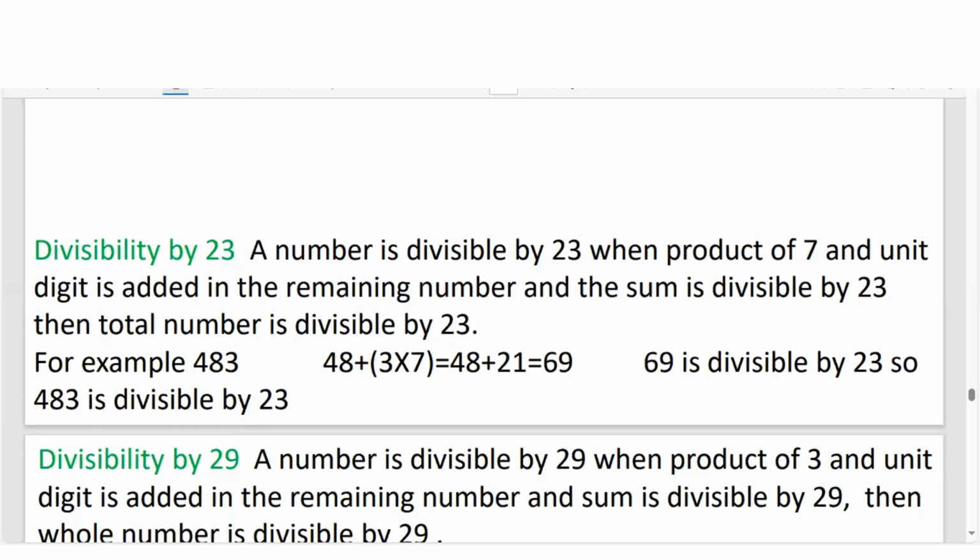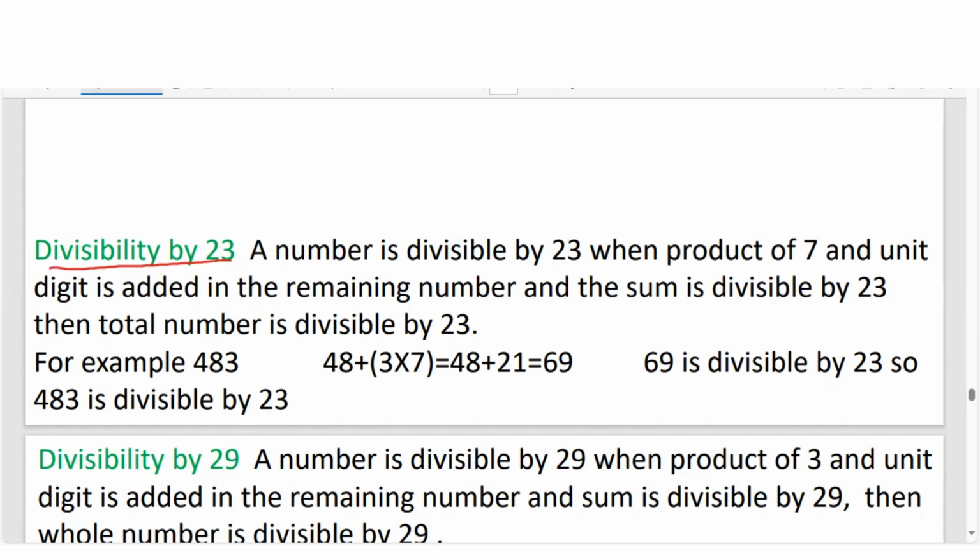Hello everyone. Today I'm going to start a very important topic of quantitative aptitude, that is the number system. Today we will study how, if any number is given, we can check whether that number is divisible by 23. If the number is small, then it is very easy.